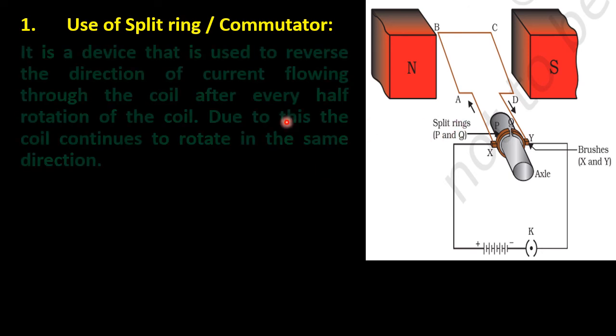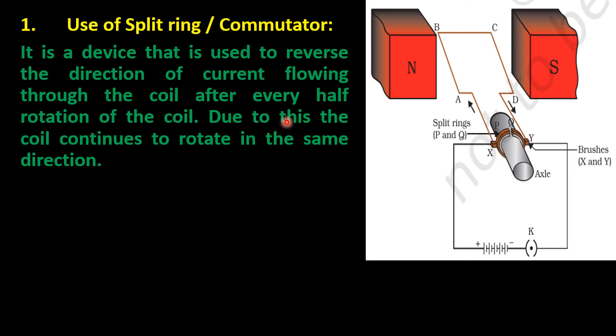In the exam, a question may come from this topic like this. What is the use of split ring or commutator in the electric motor? The answer for this I have already explained just before. This commutator is nothing but a setup which helps to reverse the direction of flow of current. So we can write, it is a device that is used to reverse the direction of current flowing through the coil after every half rotation of the coil. Due to this, the coil continues to rotate in the same direction.